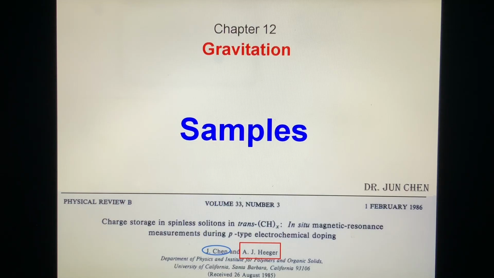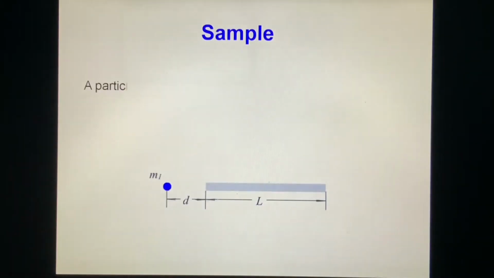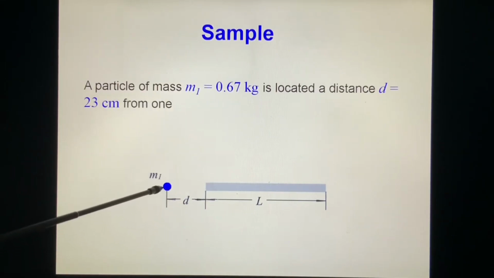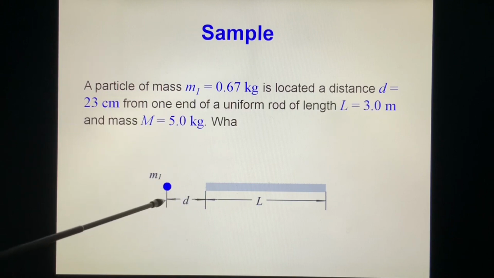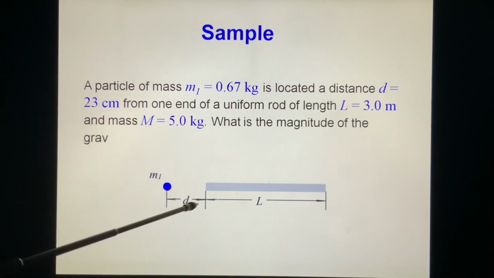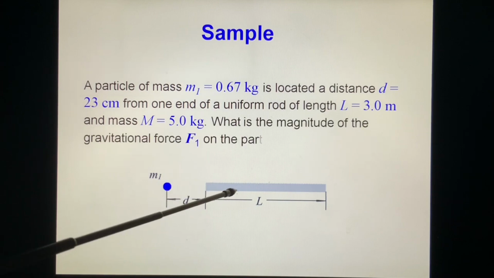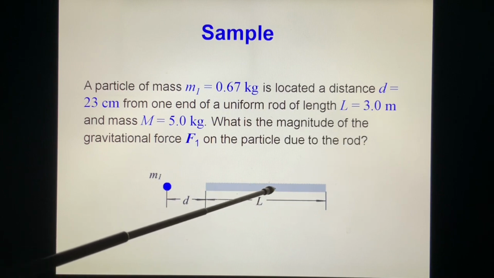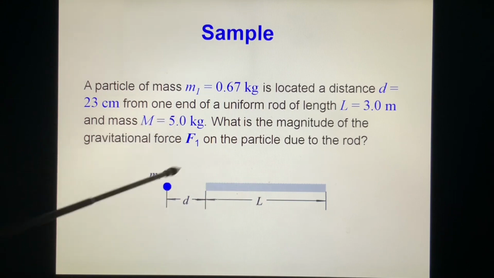Chapter 12, Gravitation, Samples. Sample 1. A particle of mass m1, 0.67 kilogram, is located at distance d, 20 centimeter from one end of a uniform rod, length L 3.0 meter, and mass M 5.0 kilogram. What is the magnitude of the gravitational force F1 on the particle due to the rod?